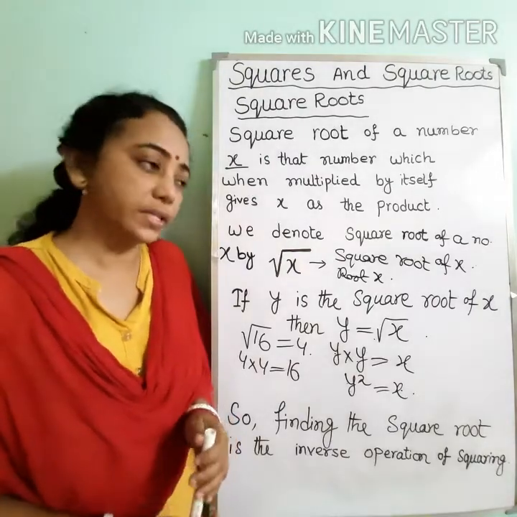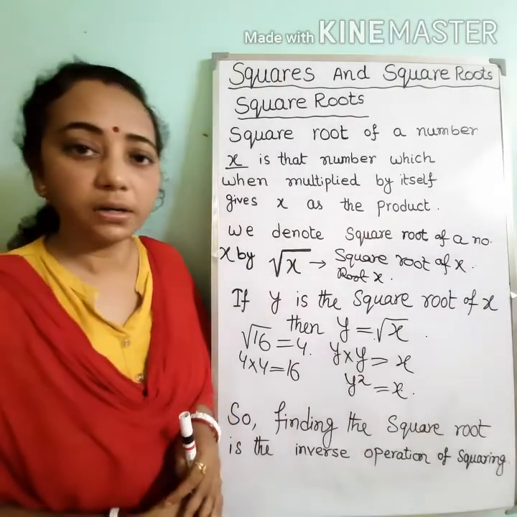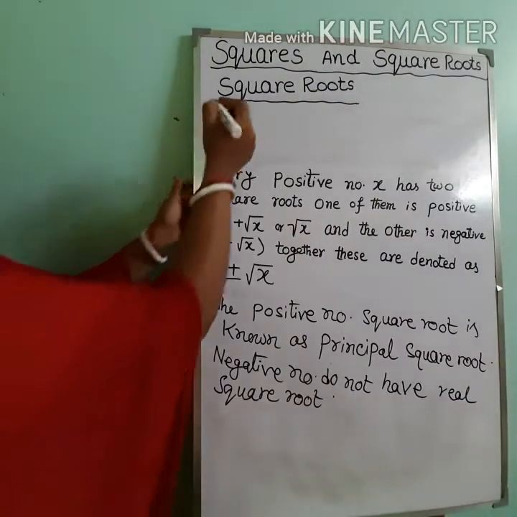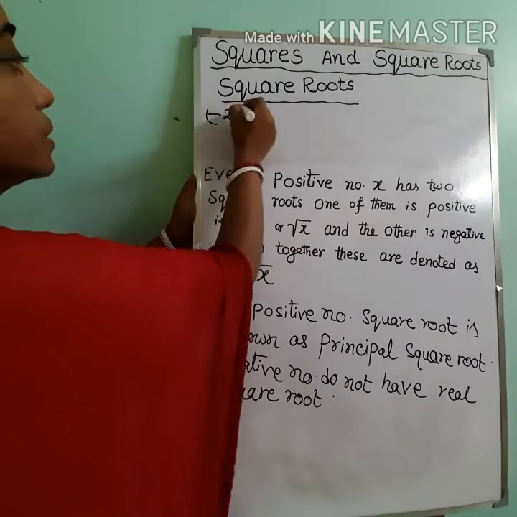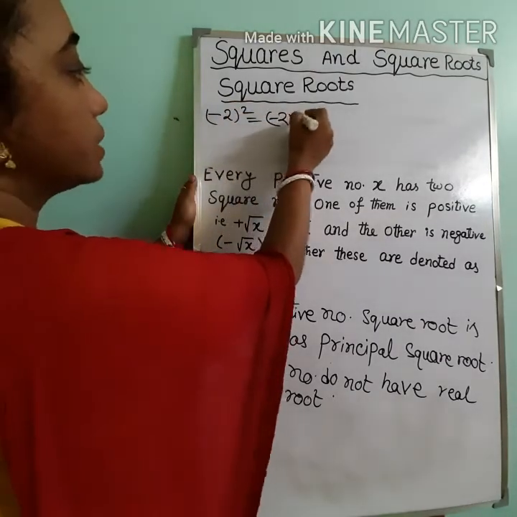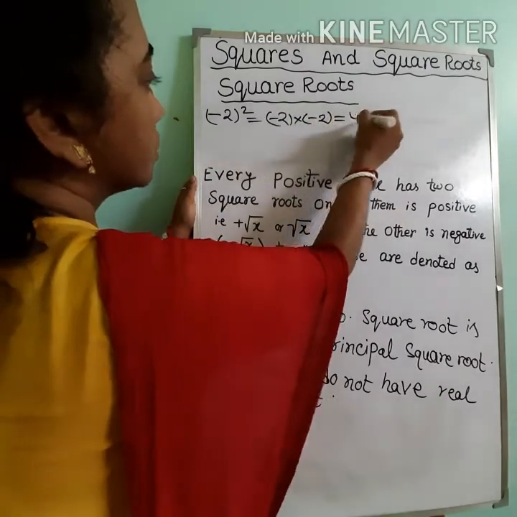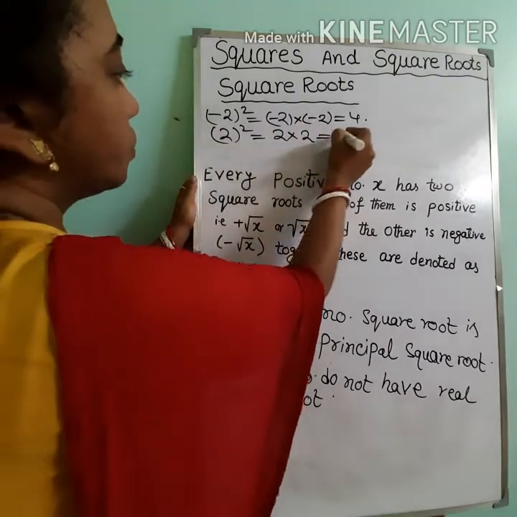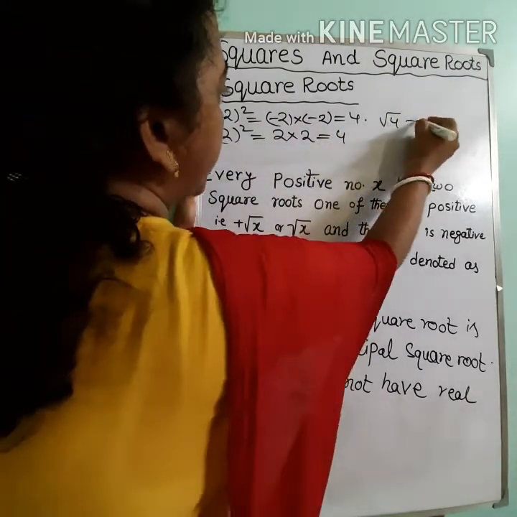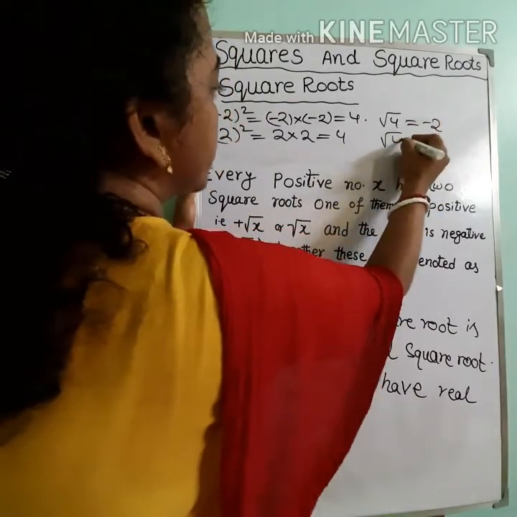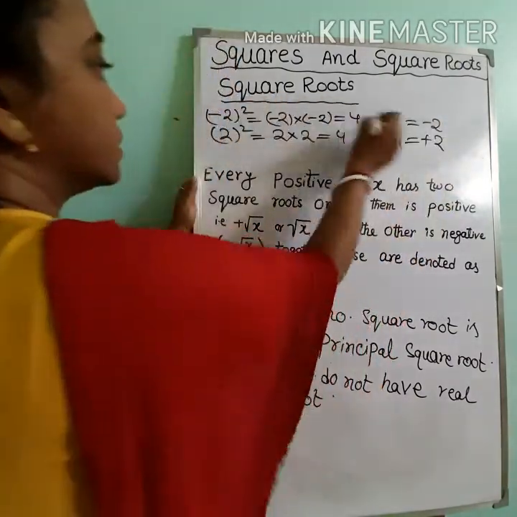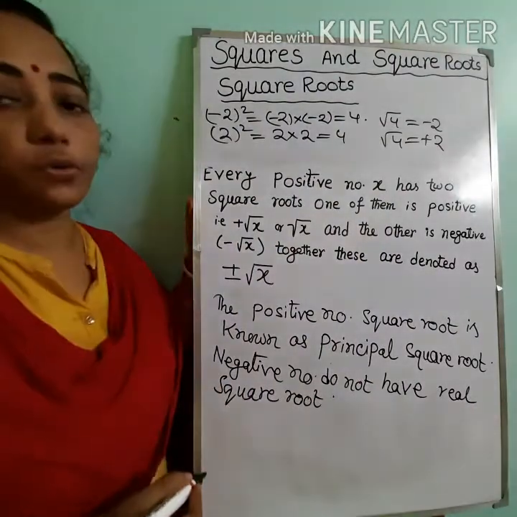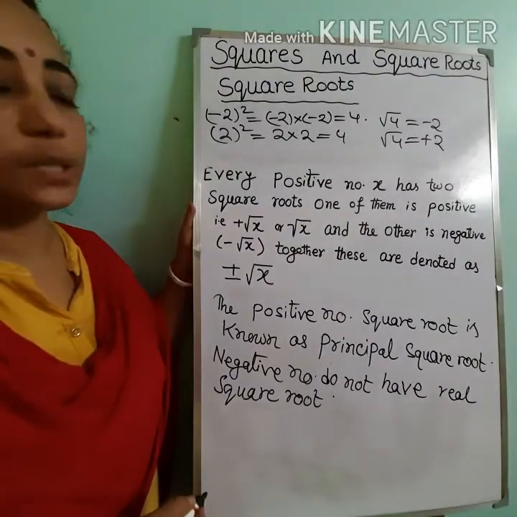Now let's see some more examples to understand the square root of a number. Let us consider an example. Suppose we find minus 2 whole square. That means minus 2 is multiplied by minus 2 and it gives 4. Similarly, plus 2 whole square means we multiply 2 by 2, we get 4. So that means minus 2 square is 4, and plus 2 square is 4. So square root of 4 is minus 2 and square root of 4 is plus 2.